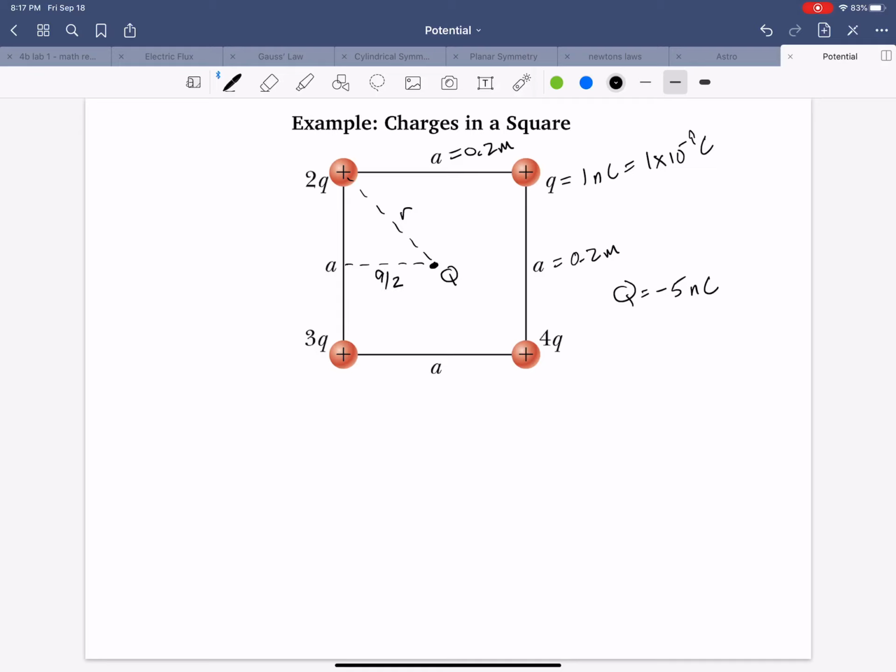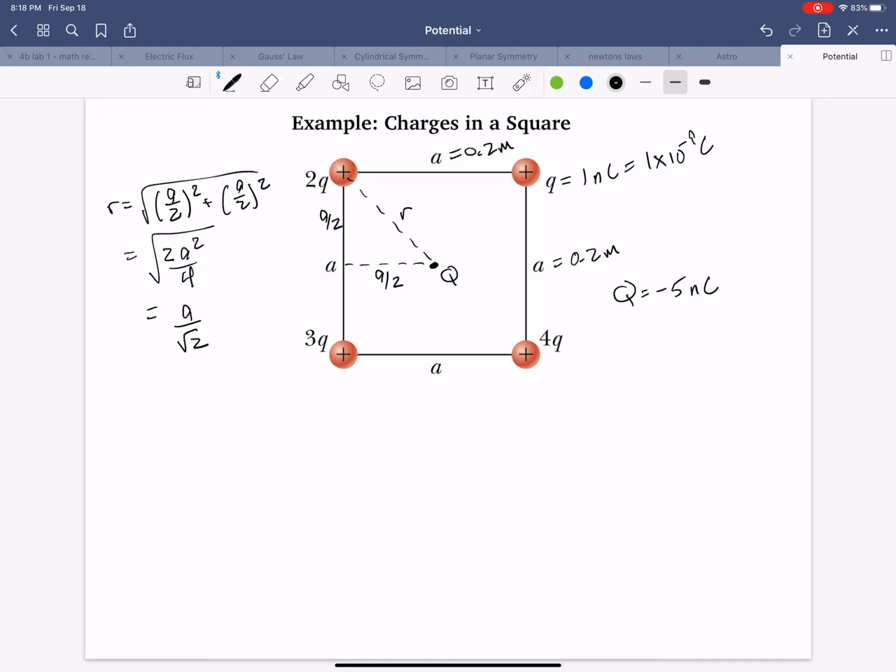And so if we make this right triangle, each of these side lengths are a over 2. We can go ahead and find the distance, because we'll need it later. All right, and so a little math. This is the square root of 2a squared over 4, which is a over root 2.